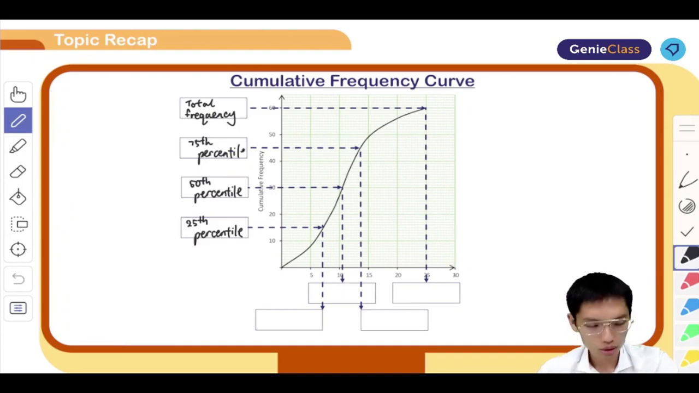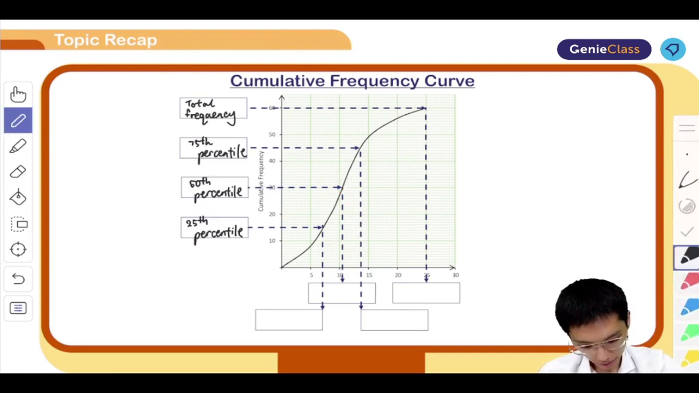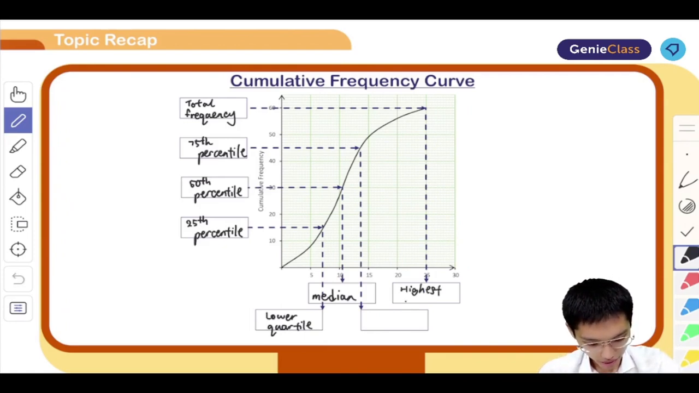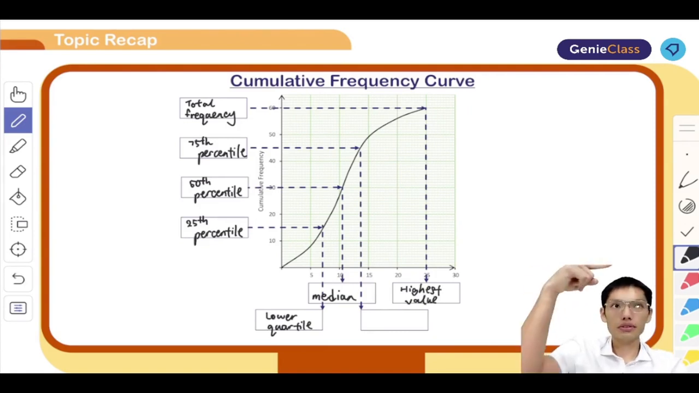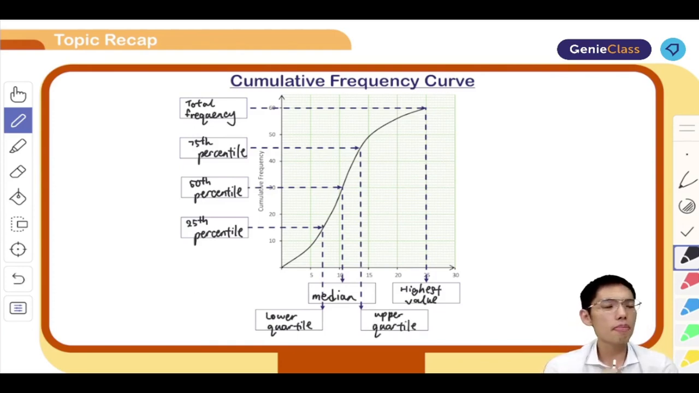Over here is the recap, so I'm going through a little bit fast. 50th percentile, let's recall, this will be my median. Next one, 25th percentile, we call it my lower quartile. Last one, total frequency will be the highest value which you can get because it's everything. This is the highest value. And over here, 75th percentile, going down, it will be my upper quartile.